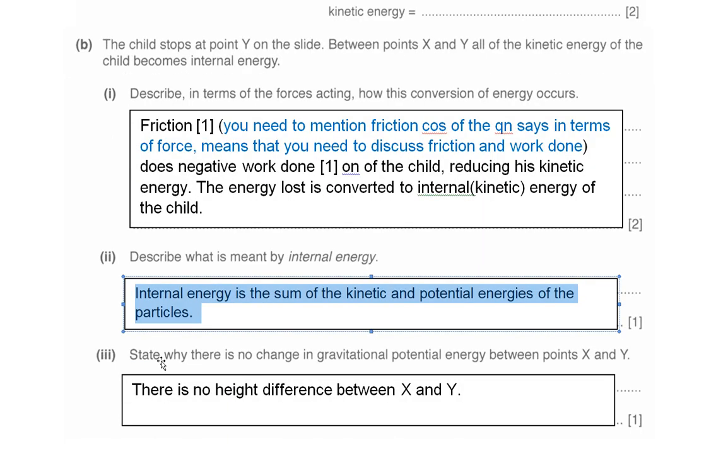Finally, part 3, state why there's no change in gravitational potential energy between points X and Y. For me, I'll just give a simple answer that there is no height difference between X and Y. But if you want to be a bit more kiasu and give a more complete answer, you can say gravitational potential energy depends on mass, gravitational field strength, as well as height, and all 3 parameters stay the same between X and Y. But for me, I believe this is the essence of the answer.